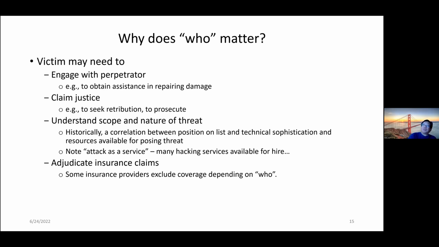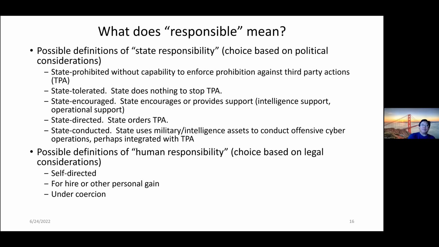If it's coming in from a nation state, maybe they're particularly hostile, and they have particularly sophisticated methods for doing things. Okay, and sometimes insurance claims depend on the who. An insurance company may not pay out if a certain attack is done by a nation state versus if the same kind of attack is done by an individual. So there are those kinds of issues.